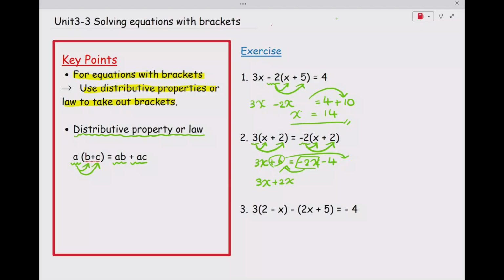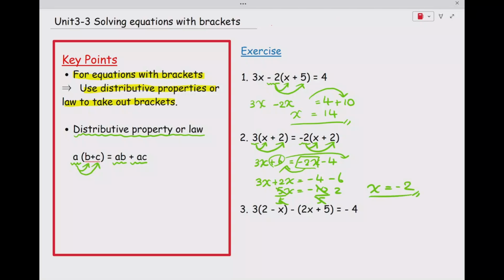So the original equation becomes 3x plus 2x equals minus 4, minus 6. If we compute both sides, respectively, we get 5x equals minus 10. And dividing both sides by 5, the answer would be x equals minus 2.